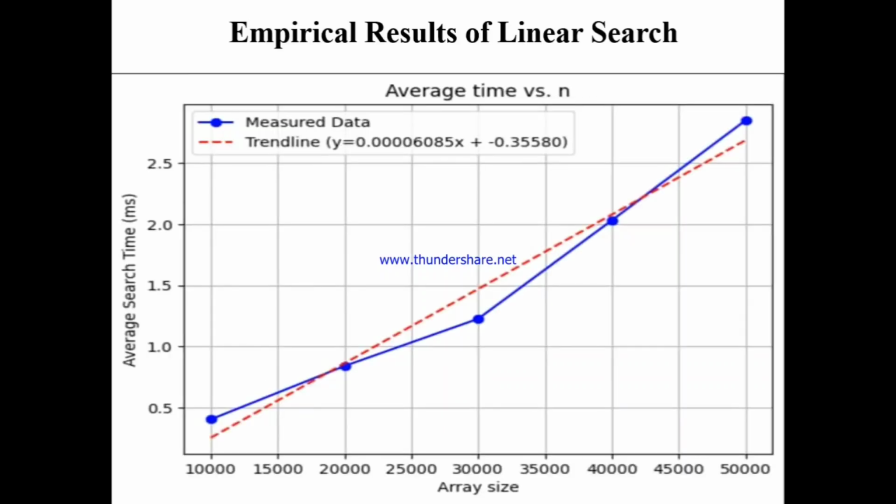Empirical results of linear search. Now, let's talk about the graph. The plot we obtained showed a steady linear growth in search time as the array size increased. This confirmed that the empirical results followed the theoretical O(N) time complexity. In other words, as the number of elements doubles, the average search time also roughly doubles. This agreement between theory and practice highlights the predictability of algorithmic analysis.